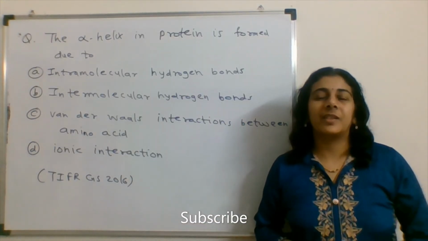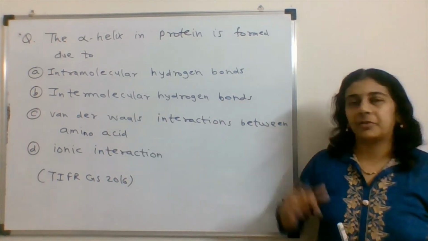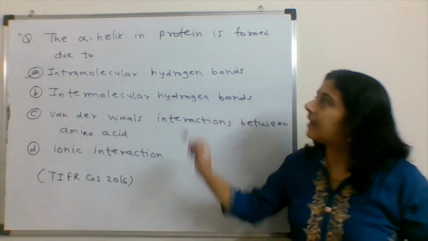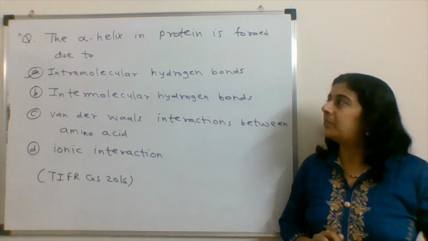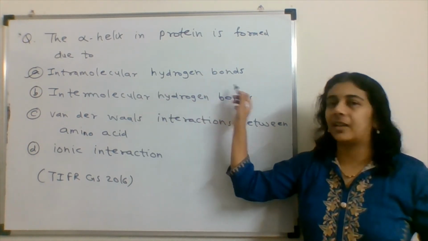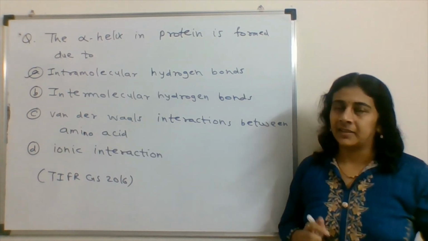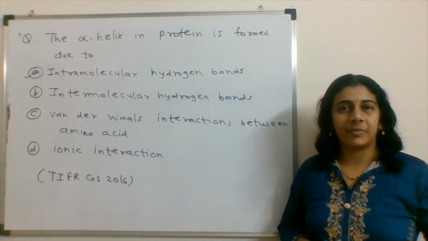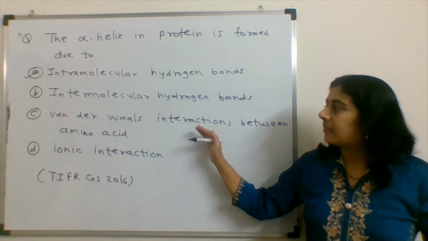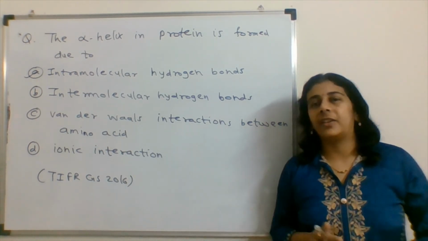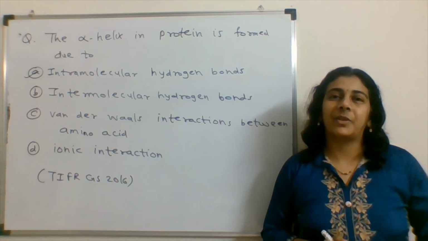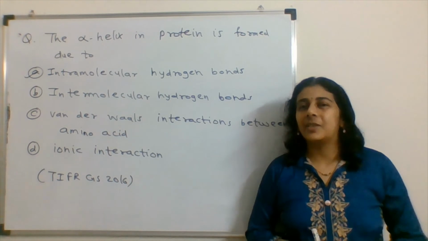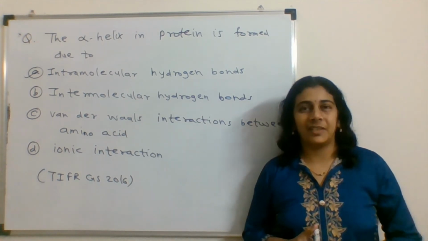Yes, with this discussion we find that the answer for the question would be option A, that is, the alpha helix in a protein is formed due to intramolecular hydrogen bonds. Intermolecular hydrogen bonds are required for the formation of beta pleated sheets. Van der Waals interaction and ionic interactions are there in the formation of tertiary structure of the protein. So this way the answer is option A.